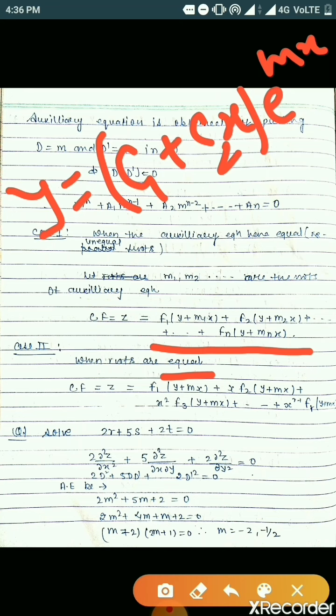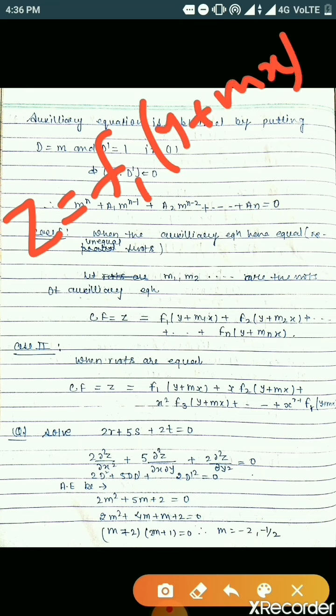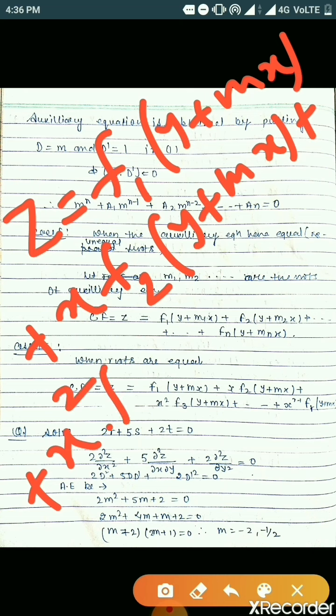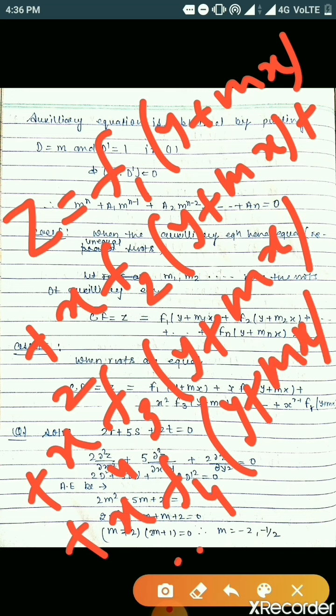So z equals to f1(y plus mx) and again we write x f2(y plus mx) plus, if the root is repeated 3 times, then we use x squared f3(y plus mx). If it is 4 times, then we will go for x cube f4(y plus mx) and so on. So here it is for the function of n repeated roots. That's why we will write the last term as x to the power n minus 1 fn(y plus mx).